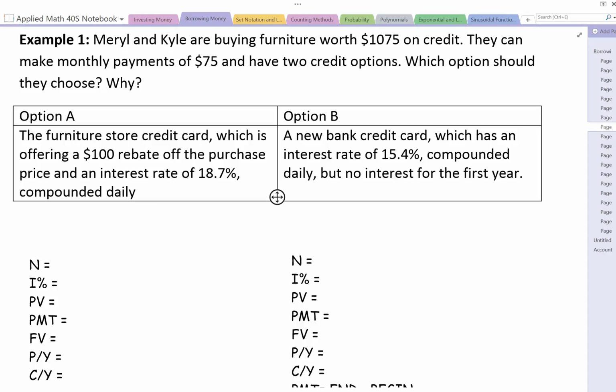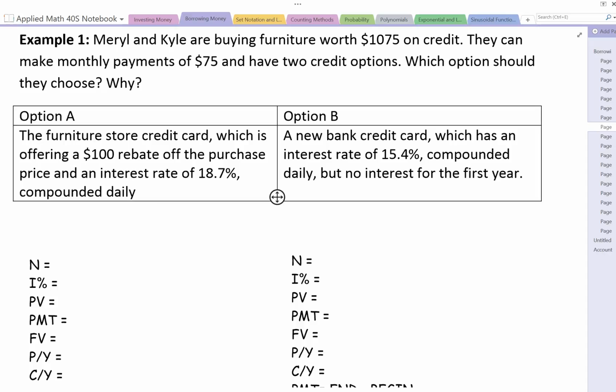So again, whenever we're dealing with credit, when you go through the TVM solver, usually what you want to figure out in terms of solving your options is your interest. How much you're paying plus how much you're paying in interest. So what's the total amount that you've paid? So knowing if option A will save you money or option B will save you money.